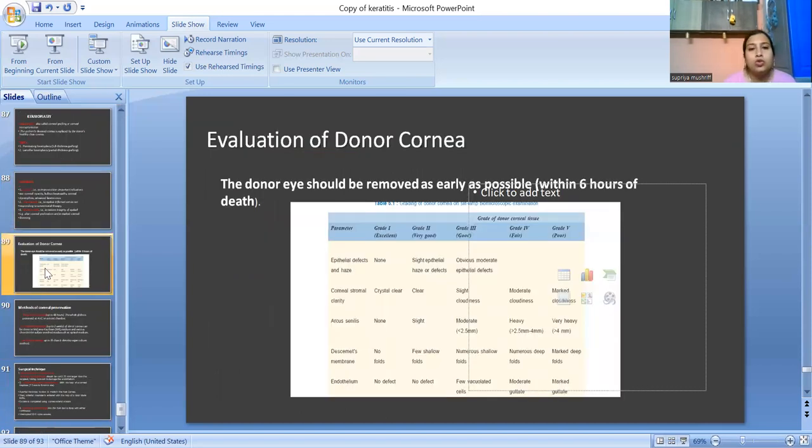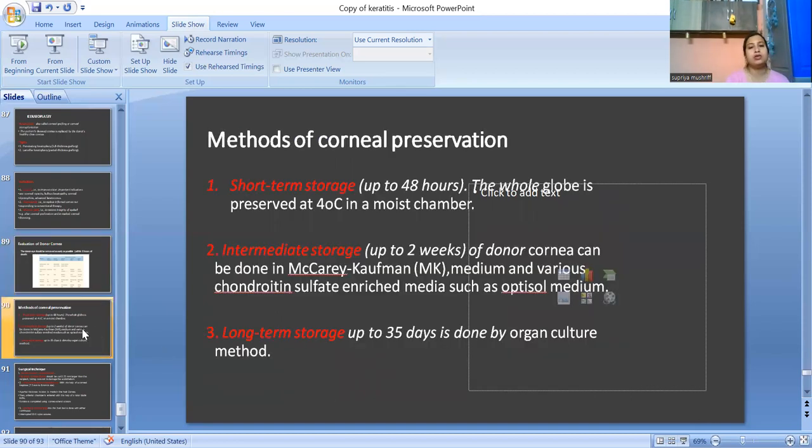Evaluation of donor cornea: the donor cornea should be removed as early as possible, within 6 hours of death. Evaluation is done on the basis of epithelial defects, corneal stromal clarity, arcus, Descemet's membrane, and endothelium. Methods of corneal preservation: short-term preservation is done up to 48 hours, with the whole globe preserved at 4 degrees in a moist chamber. Intermediate storage, up to 2 weeks, can be done in McCarey-Kaufman (MK) medium and chondroitin sulfate enriched media such as Optisol. Long-term storage, up to 35 days, is done by organ culture.